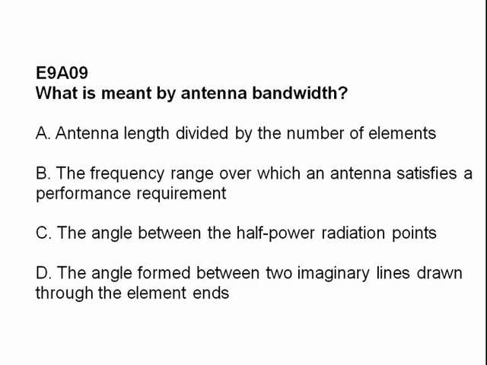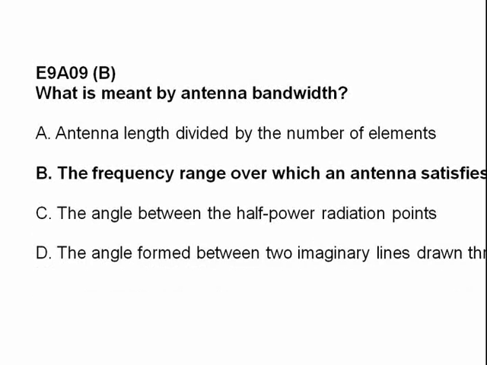What is meant by antenna bandwidth? Is it A. Antenna length divided by the number of elements? Or B. The frequency range over which an antenna satisfies a performance requirement? Or C. The angle between the half-power radiation points? Or D. The angle formed between 2 imaginary lines drawn through the element ends? The answer is B. The frequency range over which an antenna satisfies a performance requirement.